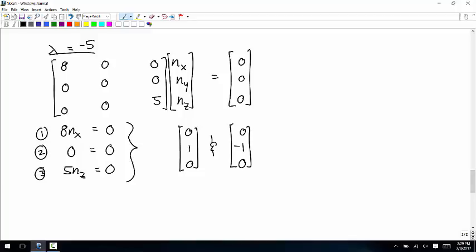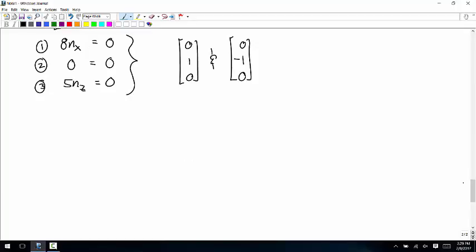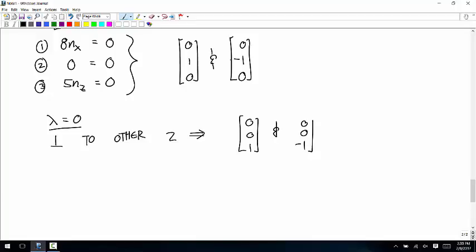And then the third one, we could go through that calculation again, but for lambda equals 0, there's only one direction left that's perpendicular to the other two. So that has to be 0, 0, 1 and 0, 0, negative 1. The third one, you can use the cross product. Yep, that's right.